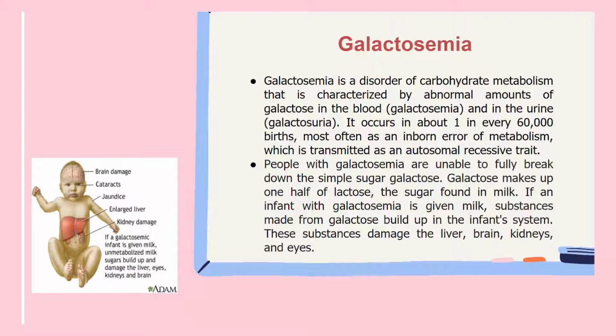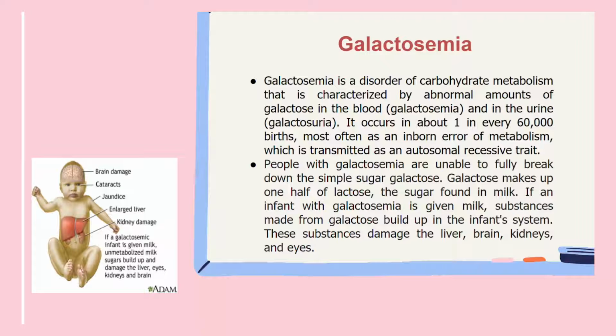Galactosemia is a disorder of carbohydrate metabolism that is characterized by abnormal amounts of galactose in the blood and in the urine. It occurs in about 1 in every 60,000 births, most often as an inborn error of metabolism, which is transmitted as an autosomal recessive trait.